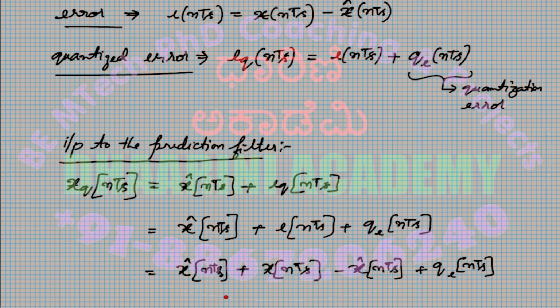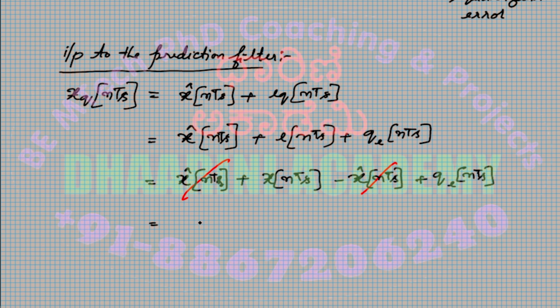Now I can see that this and this will be cancelled. They are the same. So X cap of nTs actually has nothing to do here. It gets cancelled ultimately. So the quantized XQ of nTs is nothing but X of nTs, the original sample, plus just the quantization error. This is what I expected ultimately, correct? From this you actually predict what is X cap. That's all. Okay, fine. So these are the equations governing what we call the DPCM encoder.